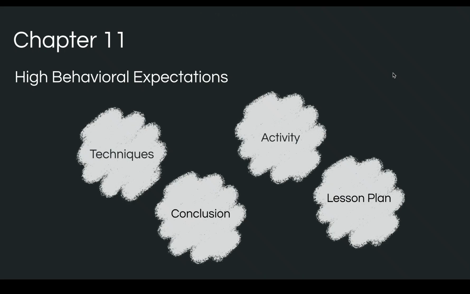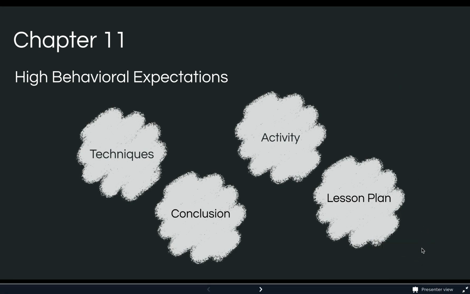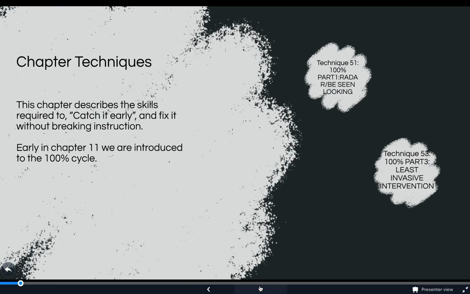So for chapter 11, high behavioral expectations, Crystal and Leon, we both worked on this together because we were set as pairs for this assignment. This chapter describes the skills required to catch it early and fix it without breaking instruction. Early in chapter 11, we are introduced to the 100% cycle. I worked on technique 51, 100%, part 1, radar, be seen looking, and Leon worked on technique 53, 100%, part 3, least invasive intervention.